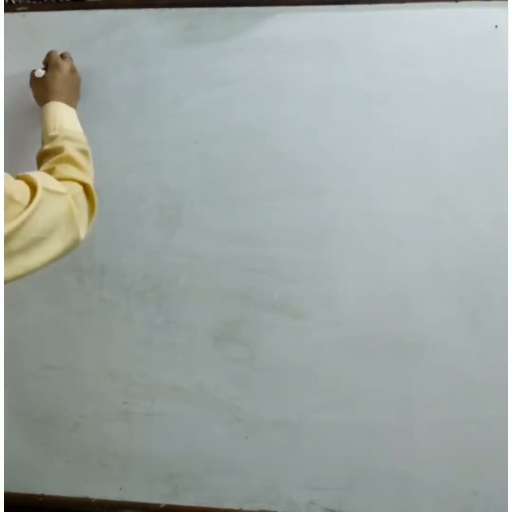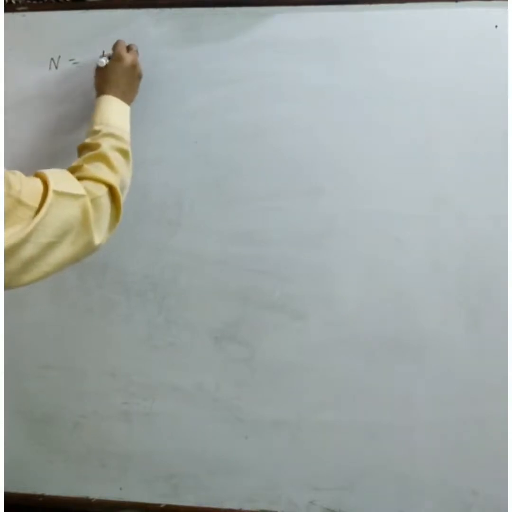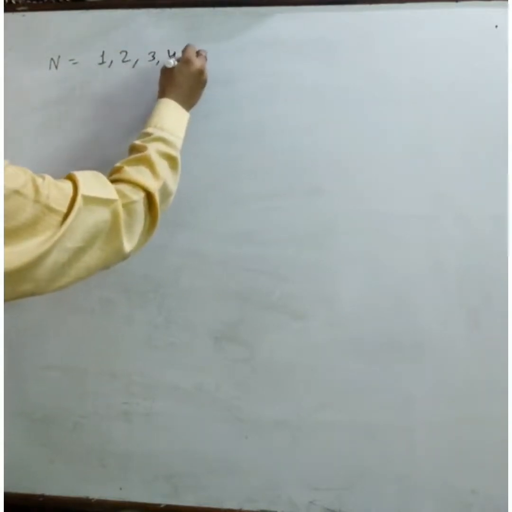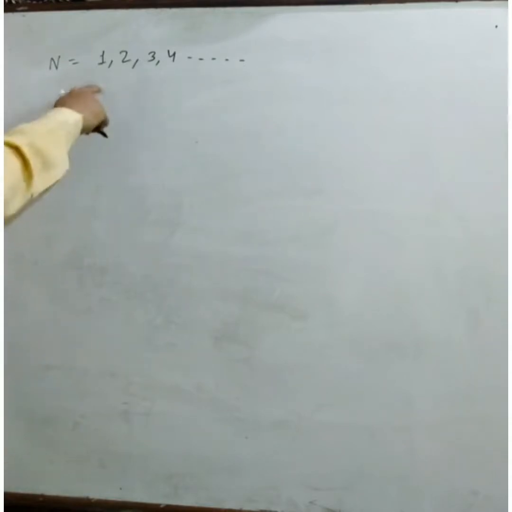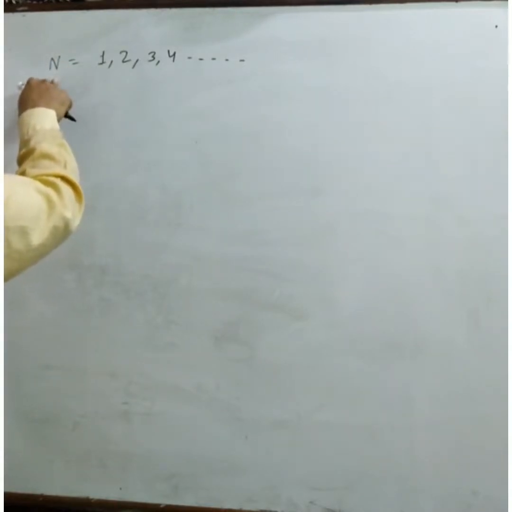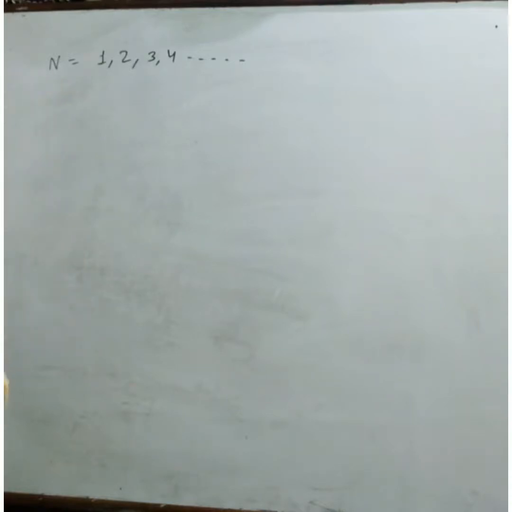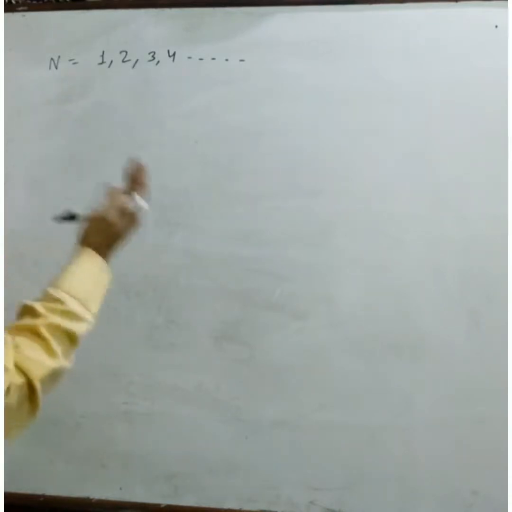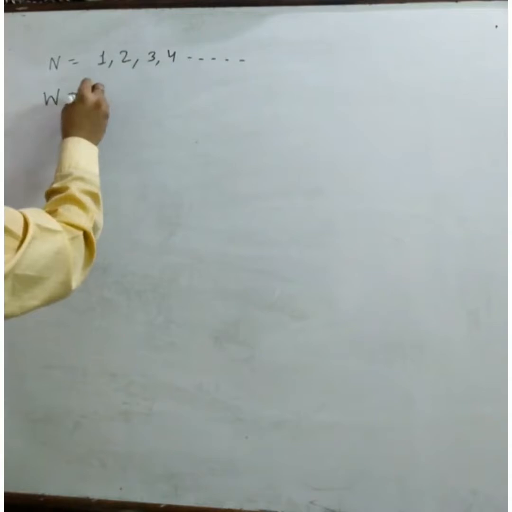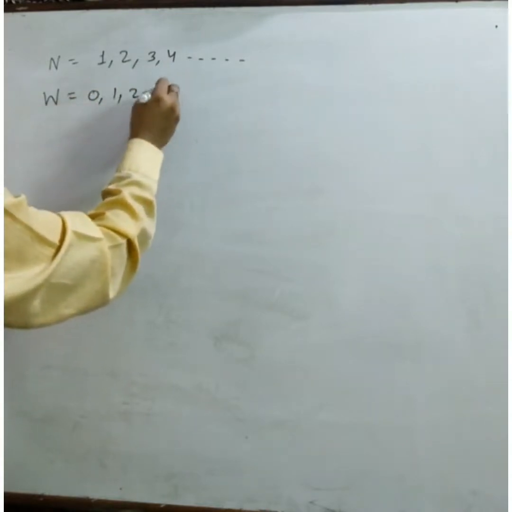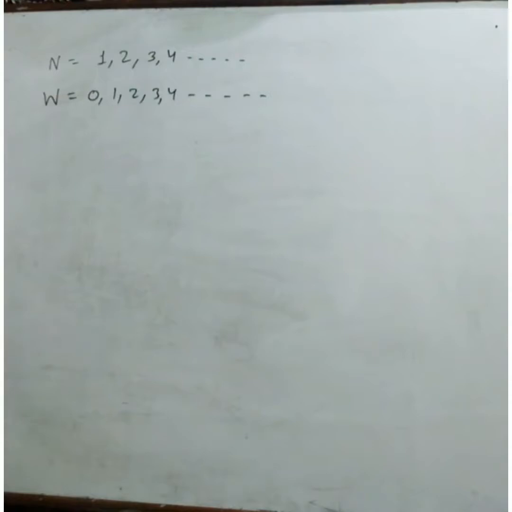Firstly, what is a natural number? The natural numbers are 1, 2, 3, 4 and so on. All positive numbers are natural numbers, the smallest natural number is 1, and it is denoted by N. What is a whole number? The collection of all positive numbers including 0: 0, 1, 2, 3, 4 and so on. It is denoted by W.